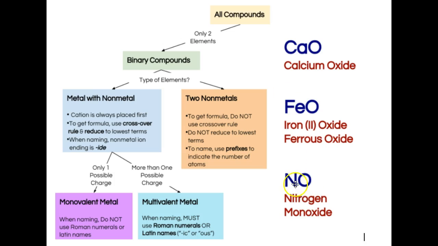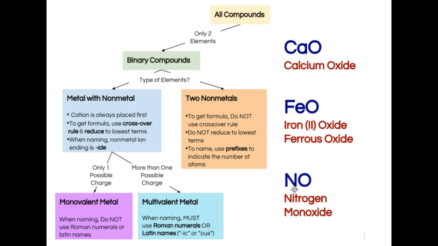So when I look at the two elements that make up the compound NO, I take a look at it and I see that they're both nonmetals. So that is an occasion where I'm not going to be using my crossover rule. I notice that it appears to be reduced, but that's just a function of the number of atoms that are in this molecule.